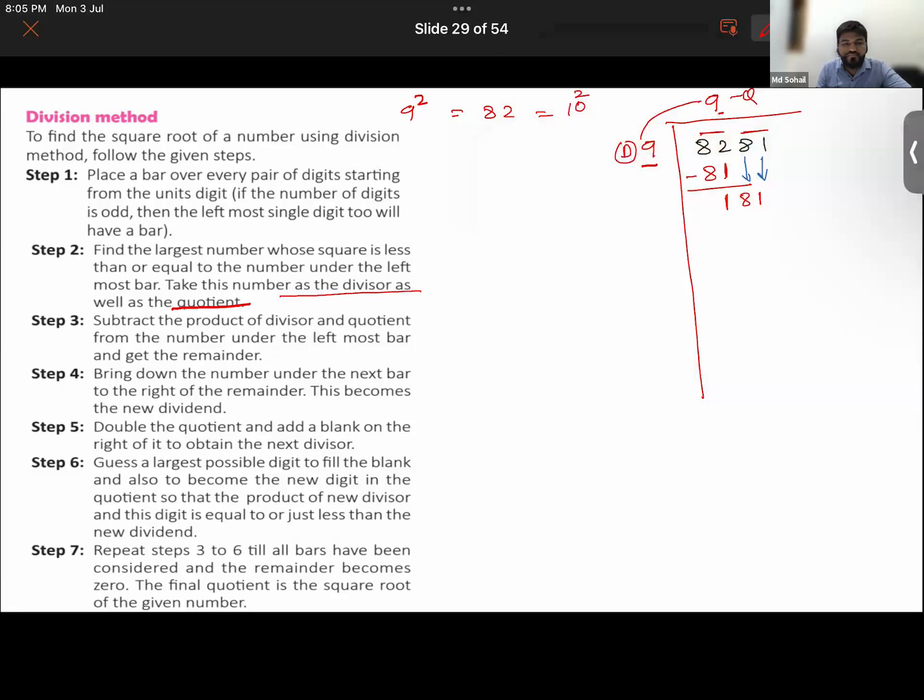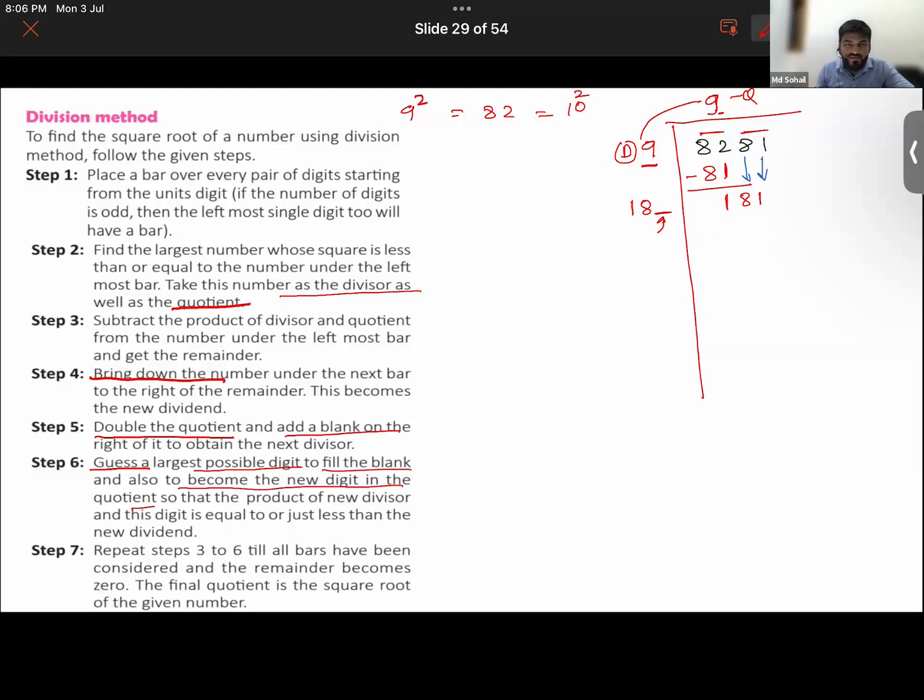We have to double the quotient, and then we have to find the number which is close to or equal to 181. So we have brought down the number, and next you need to double the quotient and add a blank on the right of it. So let's add a blank on the right of it. All right, so far going good. Now what next needs to be done? You need to guess the largest possible digit to fill this blank, which also becomes the new digit in the quotient.